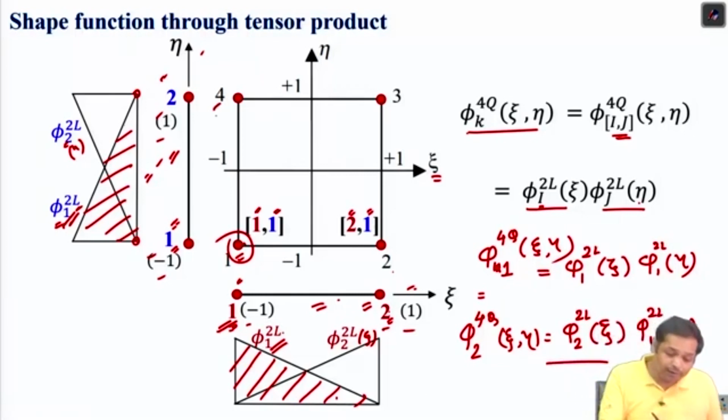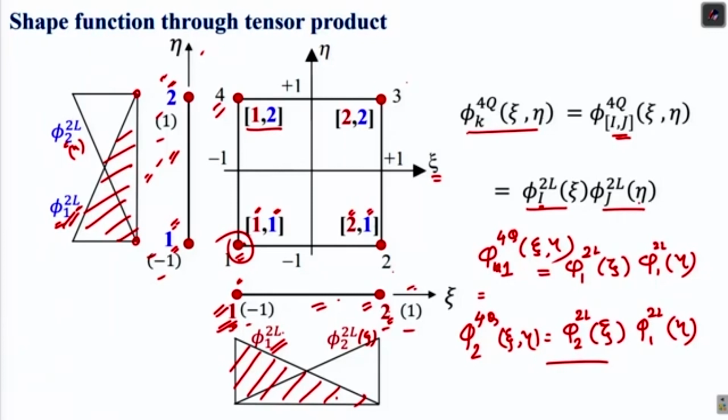Similarly, if we have to find the shape function for this, then the dyad will be: from this element we have 1 and from this element we have 2. So this will be 1 2, and for this node it will be 2 from this element, 2 from this element, so it will be 2 2. This is how we can construct the shape function.